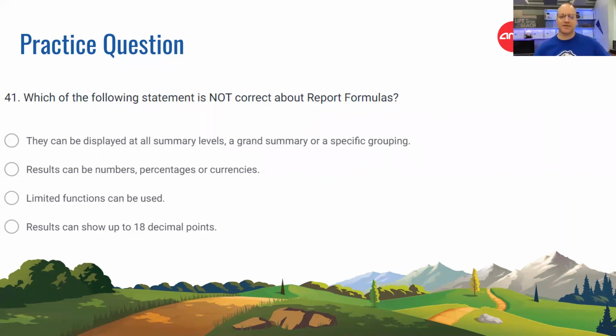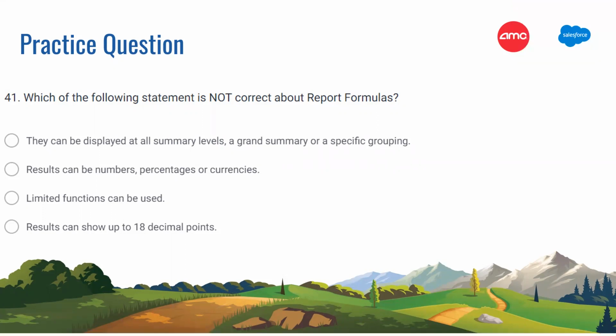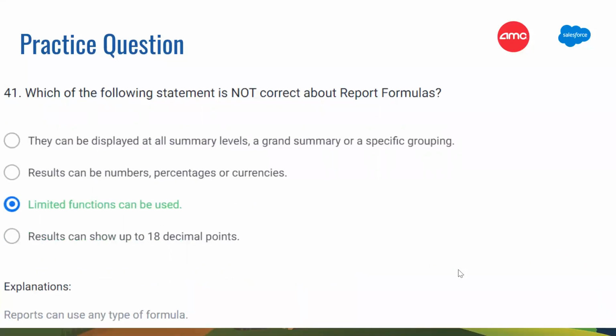I have a guess, but I don't know if I'm right. I'm going to guess it's the results can show up to 18 decimal points, but I'm not sure. That was my guess too, Terry. I actually guessed that when I took the test, because I thought maybe that would require 19 spots to do 18 decimal points. Yeah, that's what I was thinking too.